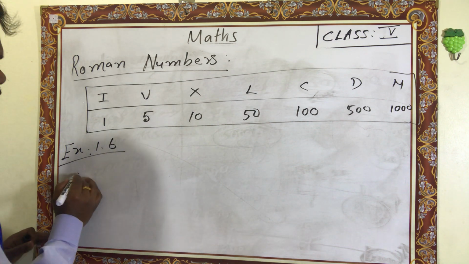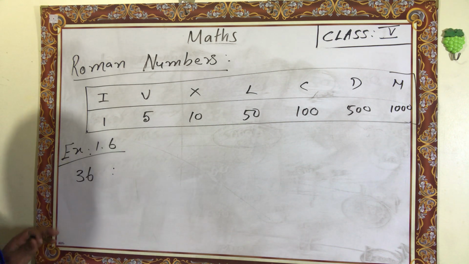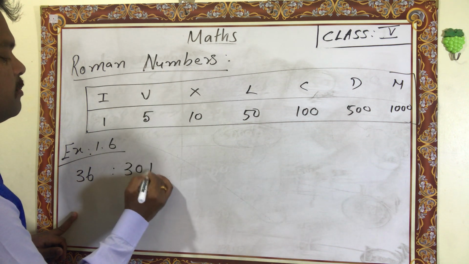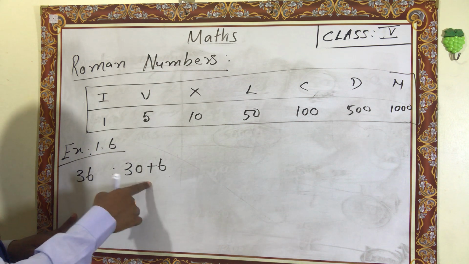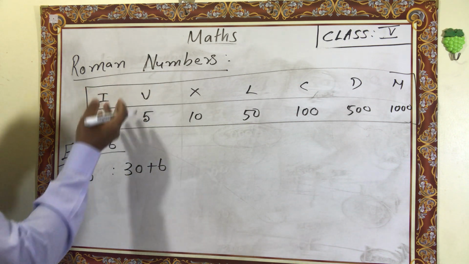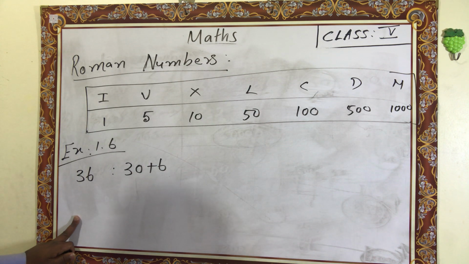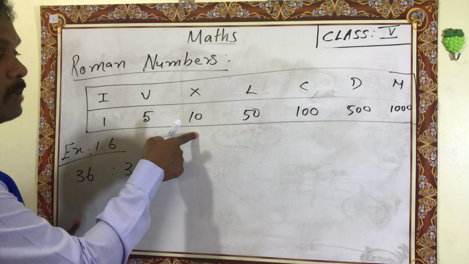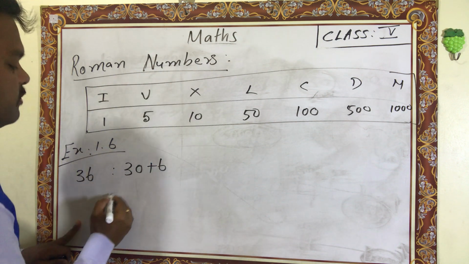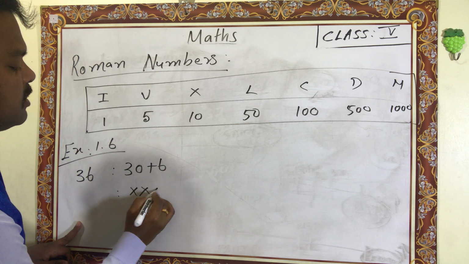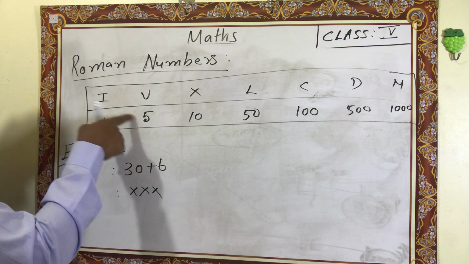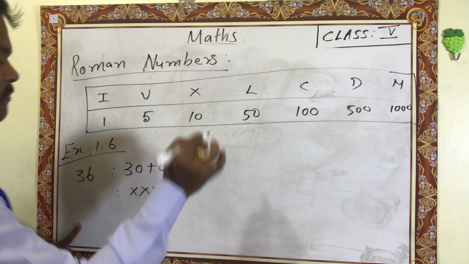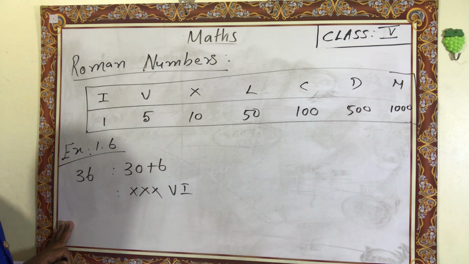First question is 36. 36 we can write 30 plus 6. 30 we don't have any Roman numeral, so 3 times 10, XXX. Then 6 is 5 plus 1, so VI. So this is 36: XXXVI.